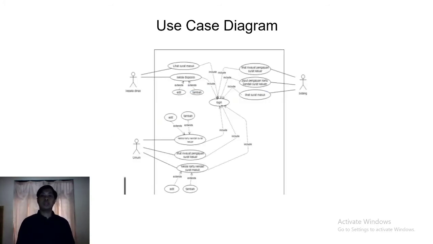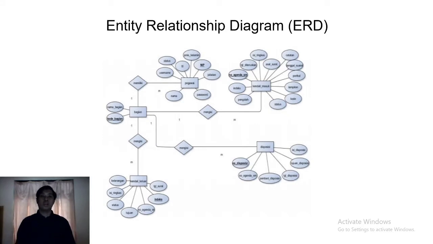Next is use case diagram. As we can see in the picture, there are three users who use the application. There are the public, the leader, and the field. Okay, next is entity relationship diagram or ERD. In ERD, we have five tables, namely disposition, entry data, exit data, employee, and parts.